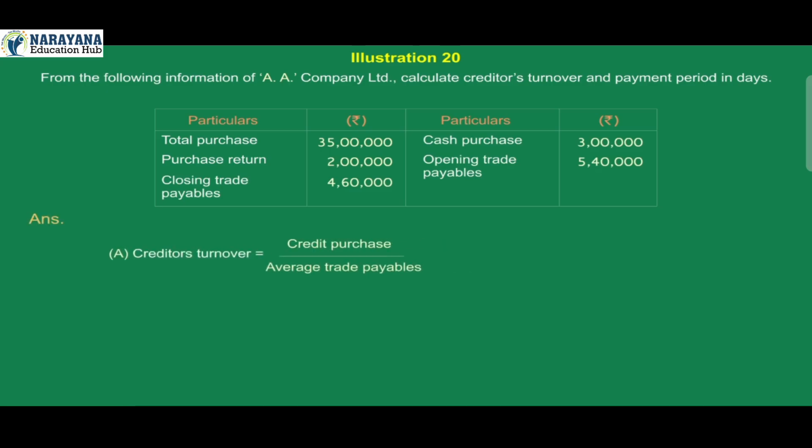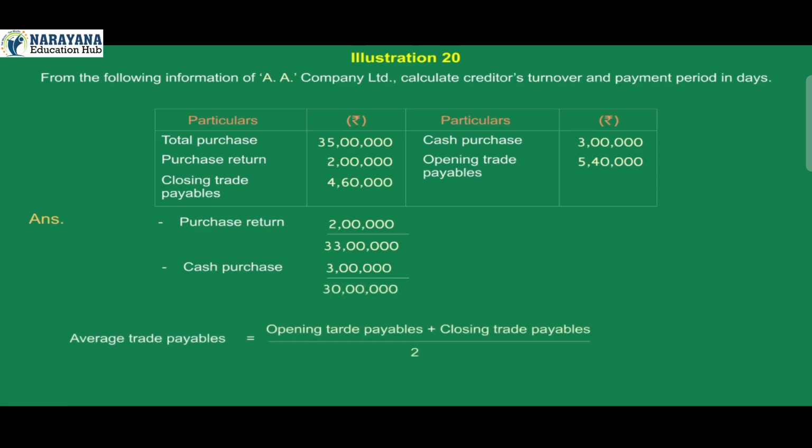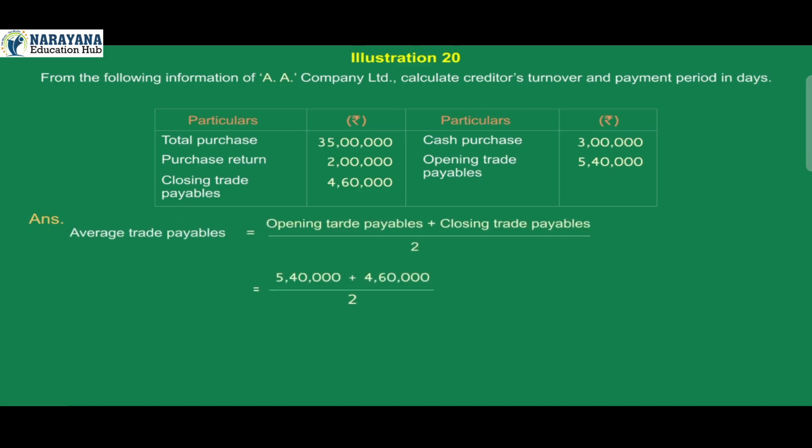Answer: A. Creditors turnover is equal to credit purchase divided by average trade payables. Credit purchase: total purchase 35 lakh minus purchase return 2 lakh, total 33 lakh, minus cash purchase 3 lakh, total 30 lakh. Average trade payables is equal to opening trade payables plus closing trade payables divided by 2, is equal to 5 lakh 40,000 plus 4 lakh 60,000 divided by 2, is equal to 5 lakh. So 30 lakh divided by 5 lakh is equal to 6 times.